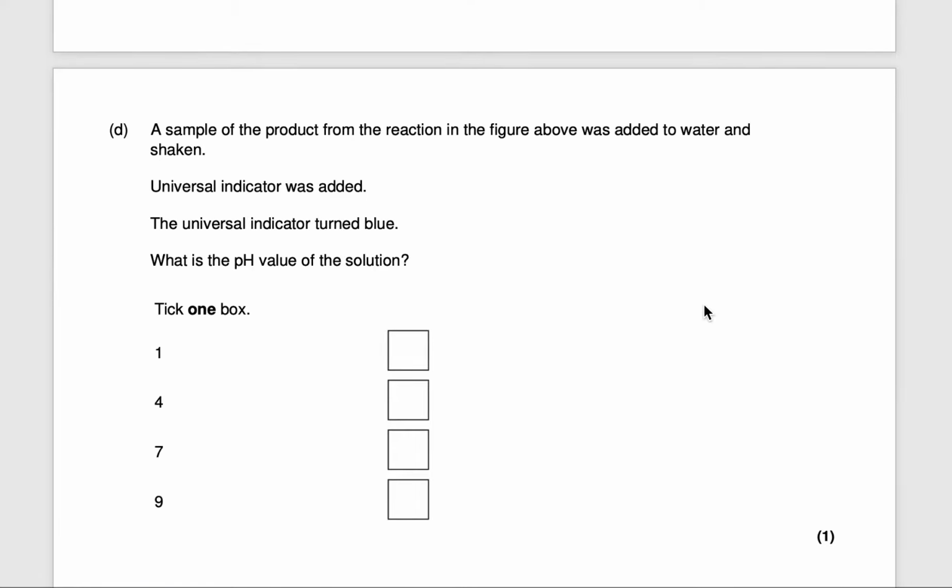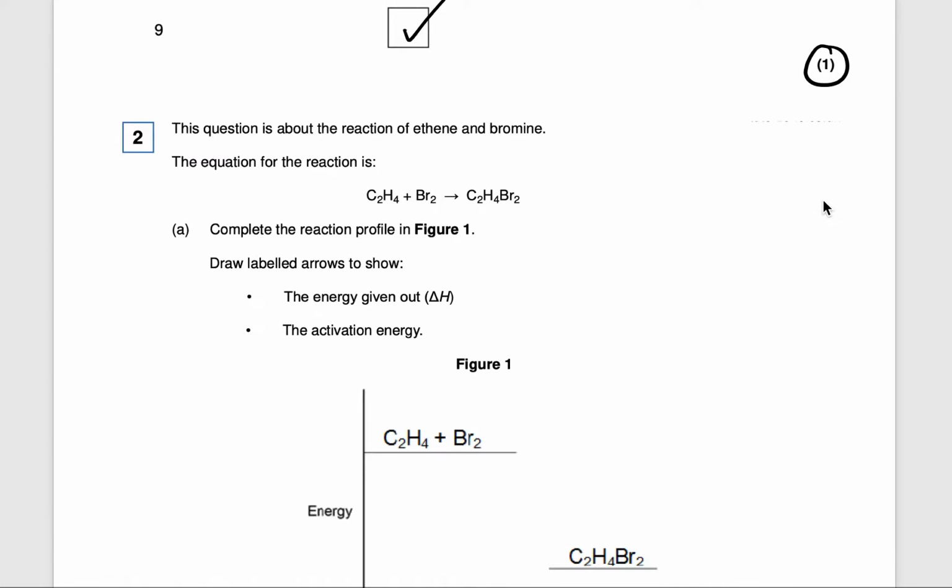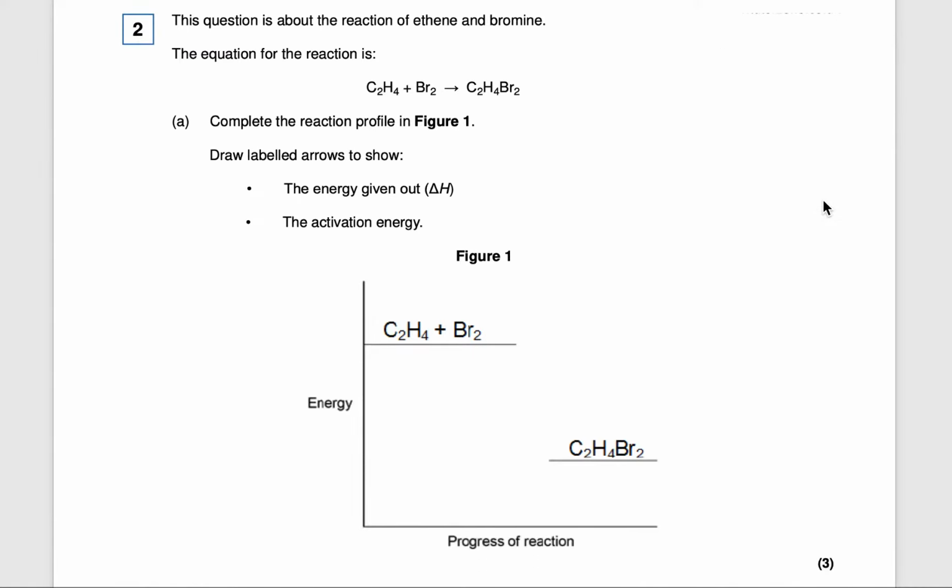A sample of the product from the reaction in the figure above was added to water and shaken. Universal indicator was added. The universal indicator turned blue. What is the pH value of the solution? So that's alkaline, so it's going to be 9. Okay, again 1 mark.